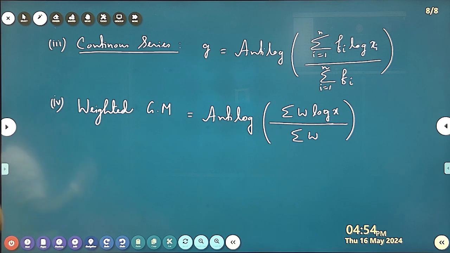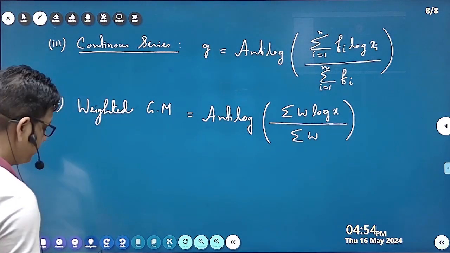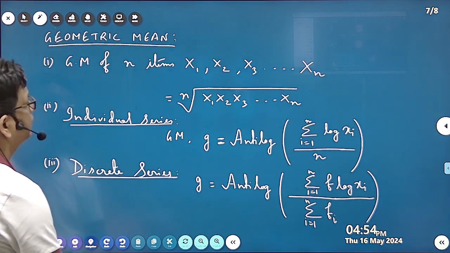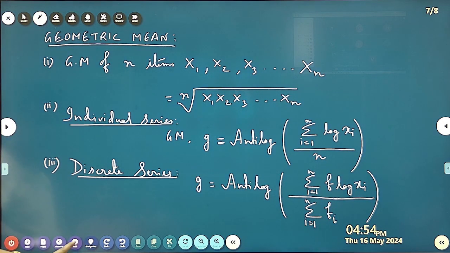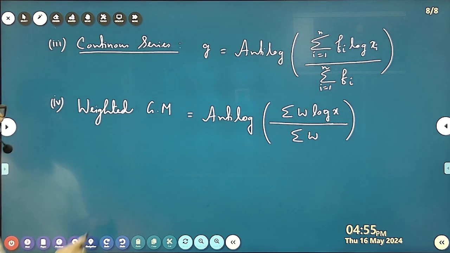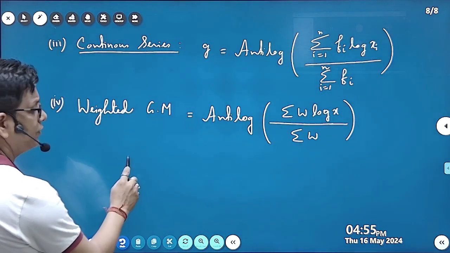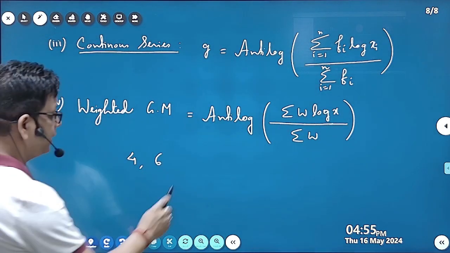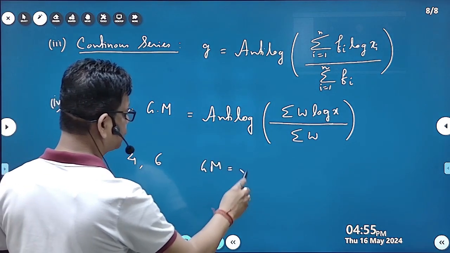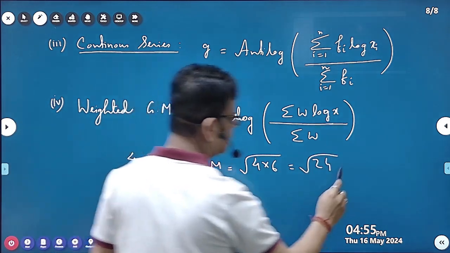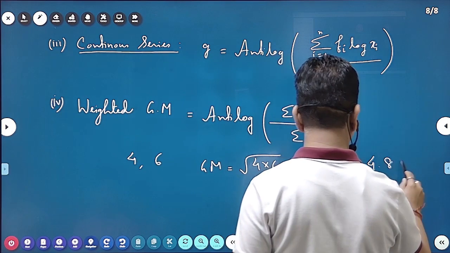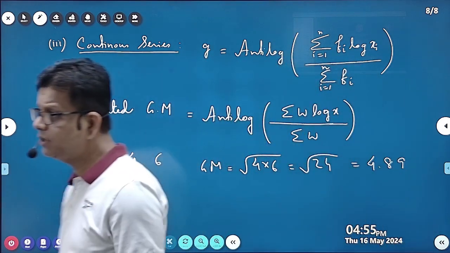Now, why log and anti-log do we need to use? First of all, why log and anti-log? See, when I was doing the geometric mean today, the very first slide, when I initiated the geometric mean, suppose you have two numbers, 4 and 6. I explained the geometric mean is just the square root of 4 times 6, which is 24, and we got it as 4.89 today. Do you remember the very first slide? 4.89. Now, why log and anti-log?